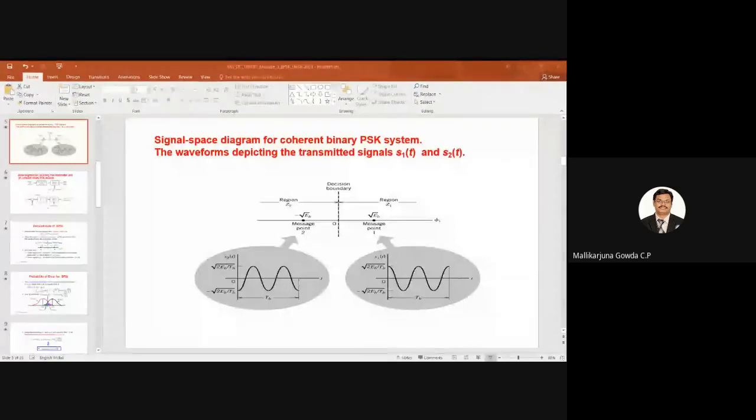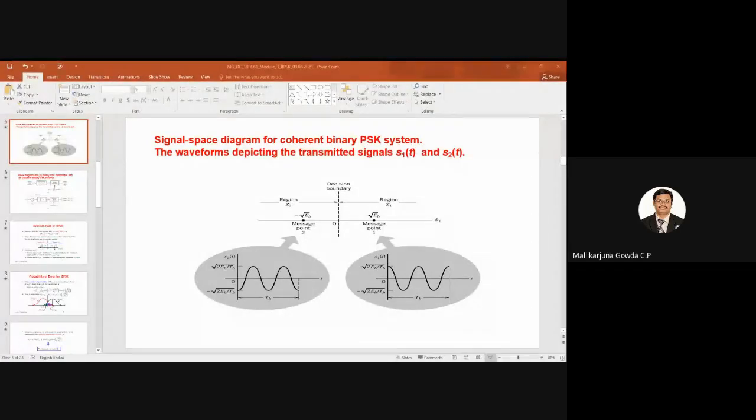Above that will be taken in favor of symbol 1. If the value of x1 lies in this region, the decision device will take a decision in favor of symbol 1. And if the value of x1 lies below the 0 value, then the decision will be taken in favor of symbol 0. That is the message point 2.